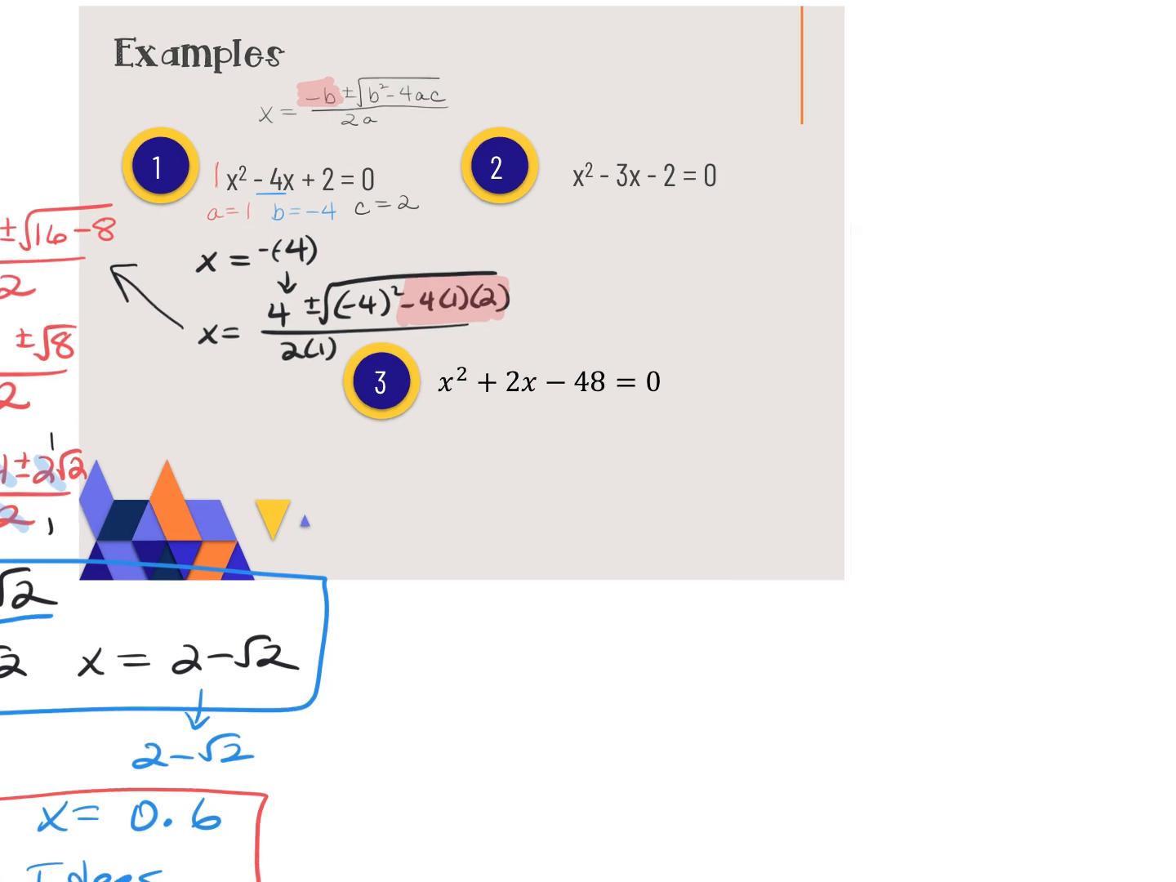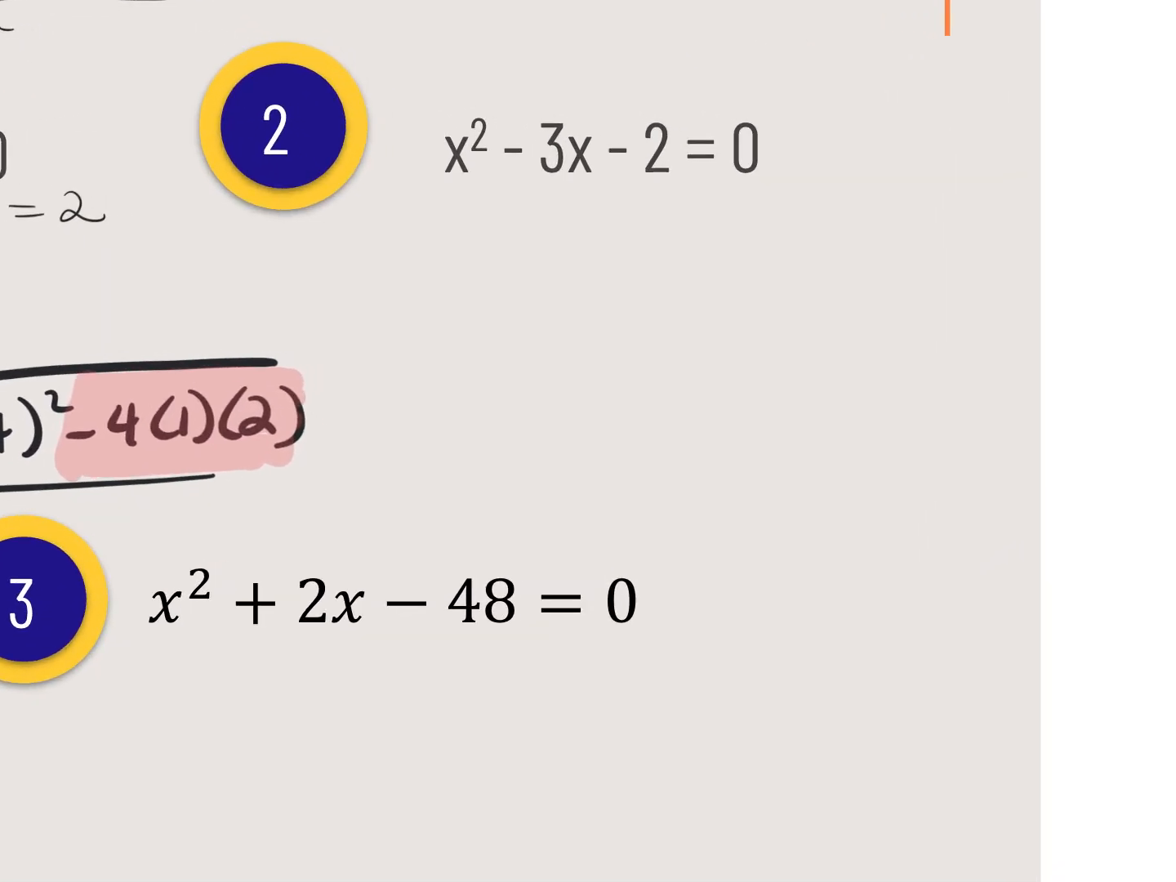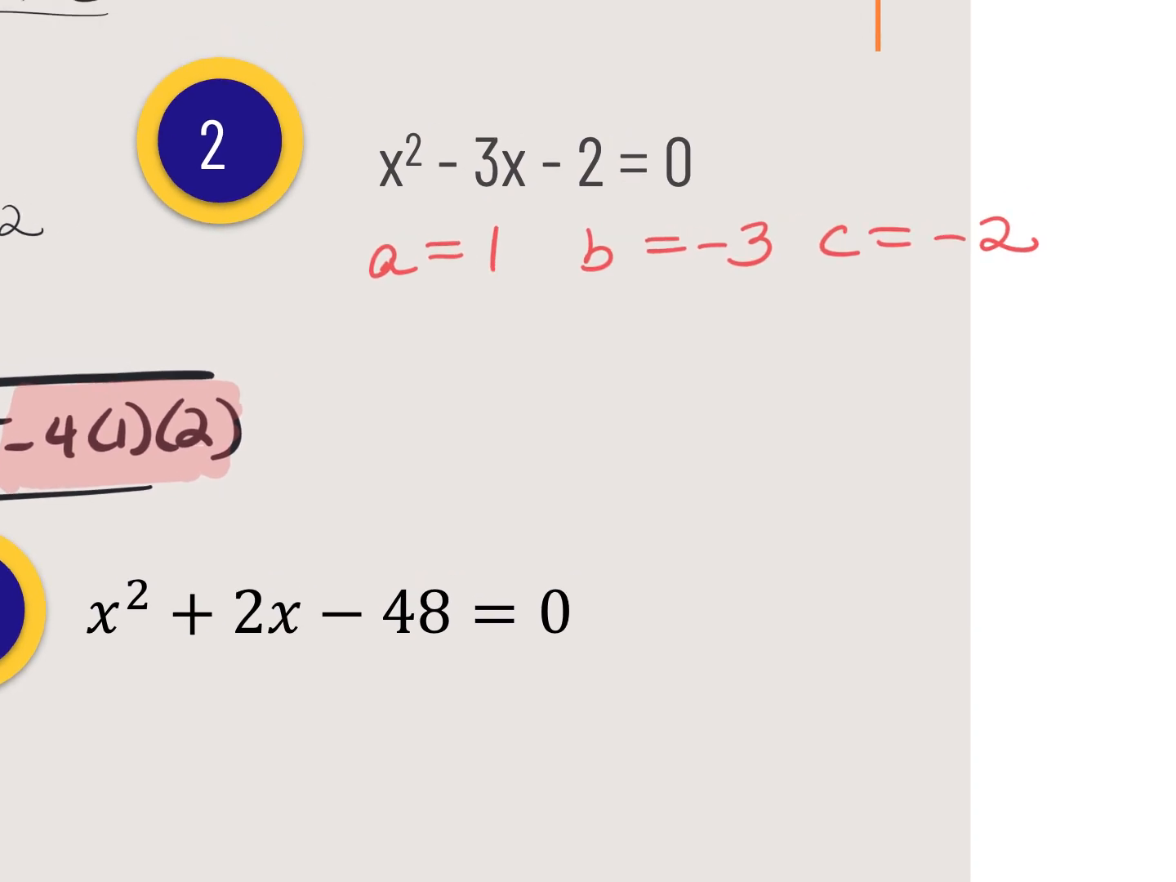So for number 2, I'm going to pull out my A, B, and C values. A is 1, B is -3, and C is -2. Now, if this were not in standard form, you would have to rearrange it first. But all of the examples in the notes today are already in standard form for you. So now that I have it in standard form, let's plug it into the formula.